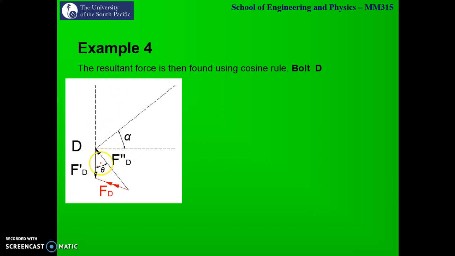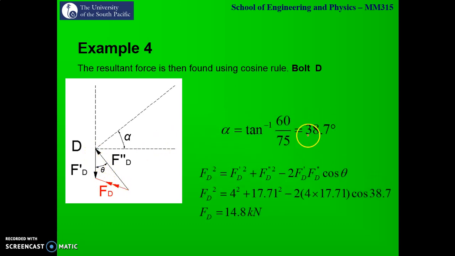This is my primary shear, this is my secondary shear. Again, alpha is calculated using tan inverse of 60 over 75, which was 38.7 degrees. Now this time around, this is my Fd and this is the angle that I am interested in. If this is 38.7, I know that this is 90 degrees, so this angle over here is 51.3. This again becomes 90 degrees, and then theta is the same as alpha, which was 38.7. Substitute everything into the equation once more. Your primary shear is 4, secondary shear was 17.71 kilonewton. You will get your Fd as 14.8 kilonewton.